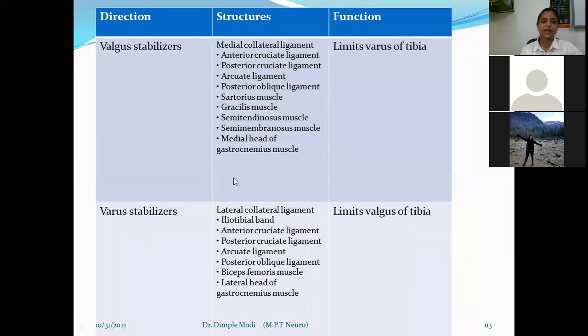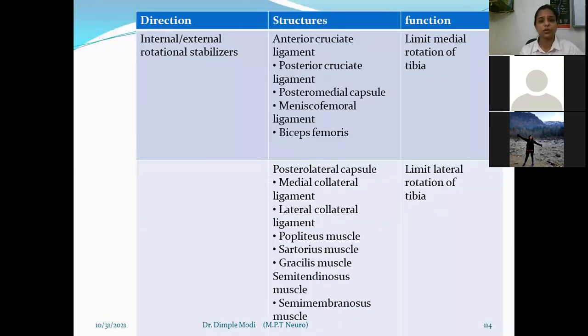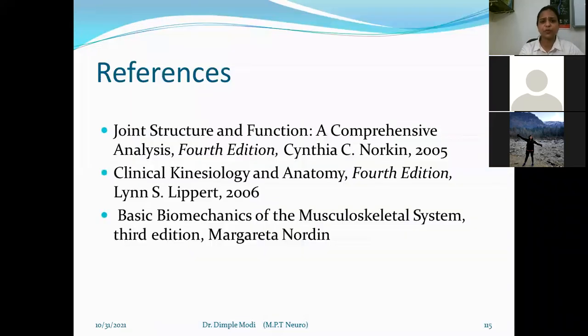Next, the valgus stabilizers and the varus stabilizers. The anterior cruciate ligament, posterior cruciate ligament, arcuate ligament, posterior oblique ligament, sartorius muscle, gracilis muscle, semitendinosus, semimembranosus, and medial head of gastrocnemius muscle limit the varus movement of the tibia. The varus stabilizers, anterior cruciate, posterior cruciate, biceps femoris muscle, and lateral head of the gastrocnemius, limit the valgus movements of the tibia. Then the internal and external rotational stabilizers, which limit the medial rotation of the tibia and the lateral rotation of the tibia. So these are the structures involved.